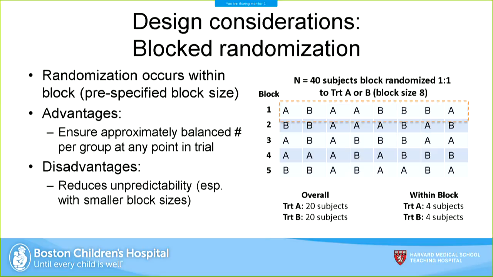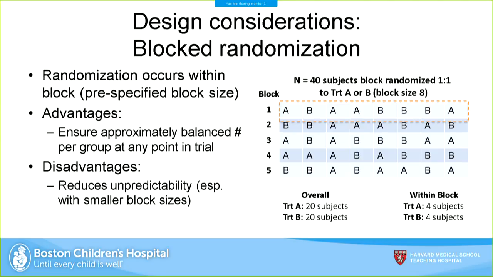So one solution to this is blocked randomization. You're going to randomize within a specific block of patients, a group of patients, where you specify the size. In the example on the right, I've again randomized the treatments to 40 subjects, but now we have a block size of 8. So within each row, which is 8 subjects, there's going to be a balanced number of treatment A or B. And then we repeat this with each of the 5 blocks. So the advantage here is that we ensure there are roughly balanced numbers of individuals in each treatment group at any point in the trial.